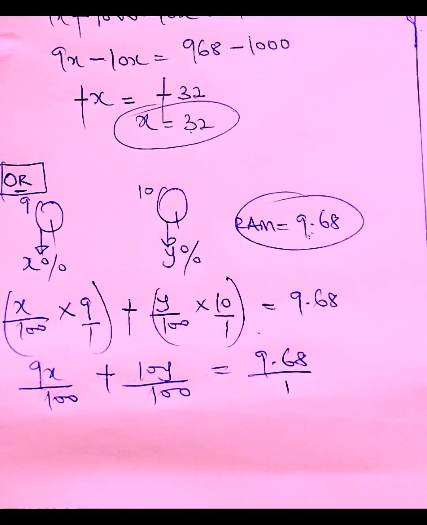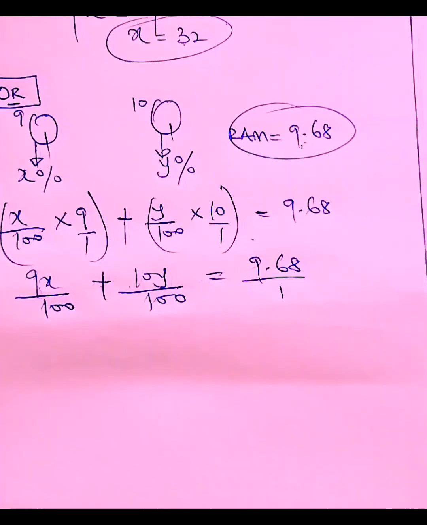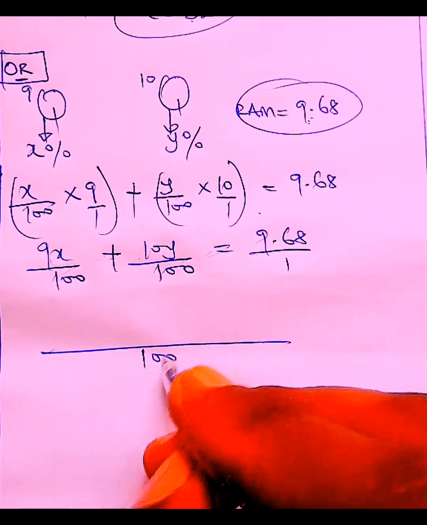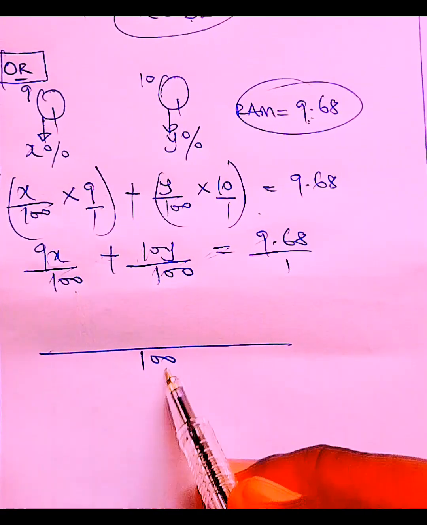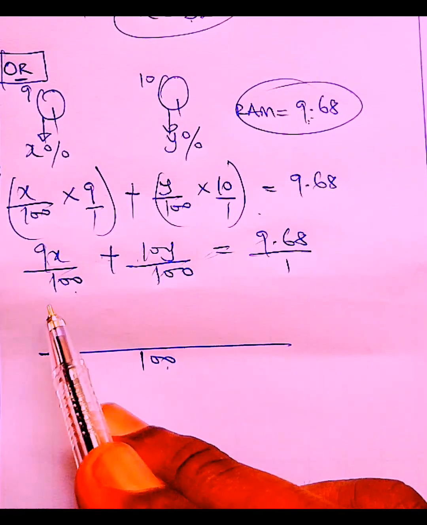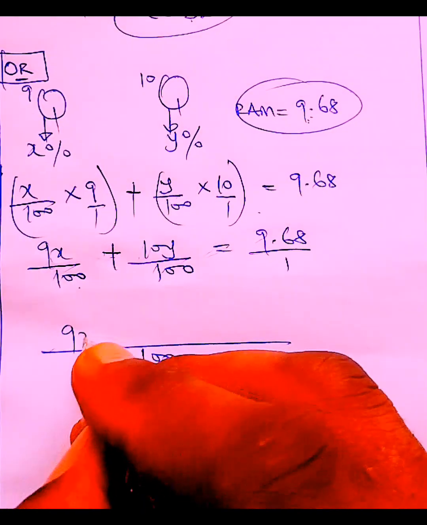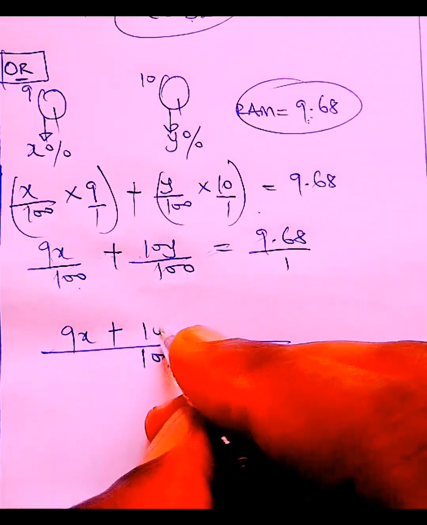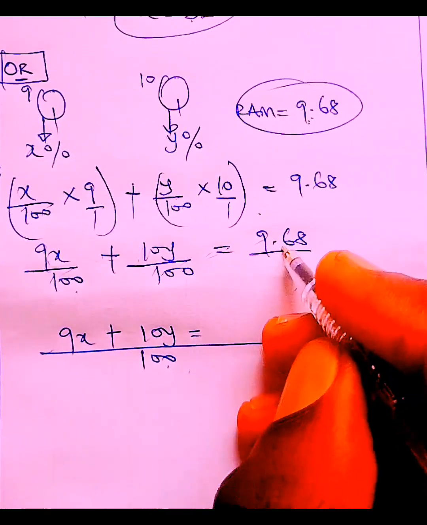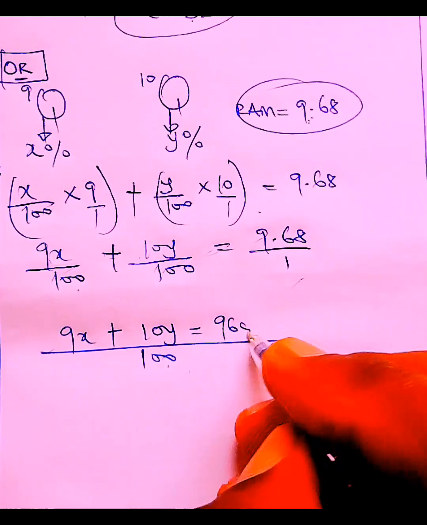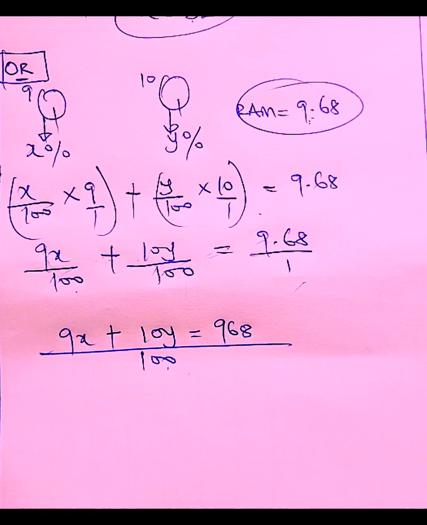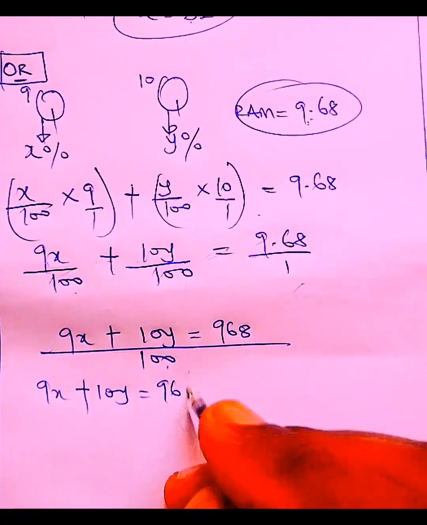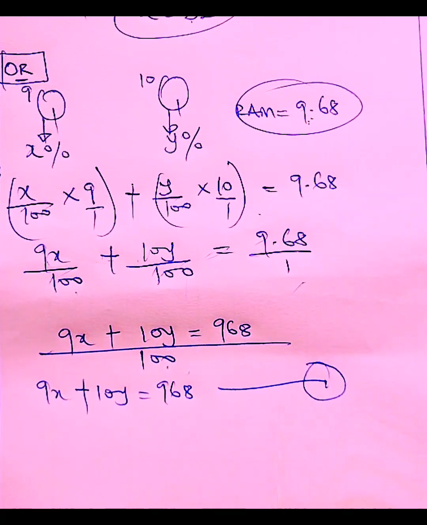So the next thing we are going to do is collect our like terms. We're going to find our LCM. So 100 stays right here. 100 divides 100 is 1, 1 times 9x will give us 9x. 100 divides 100 is 1, 1 times 10y will give us 10y. And 100 times 9.68 is 968. So right here we have our first equation, 9x plus 10y equals 968, equation 1.